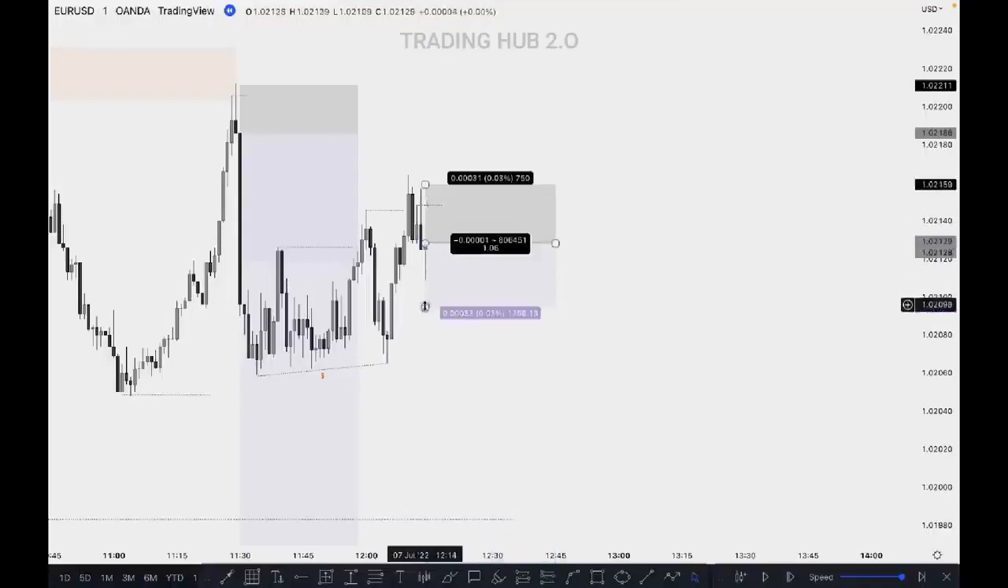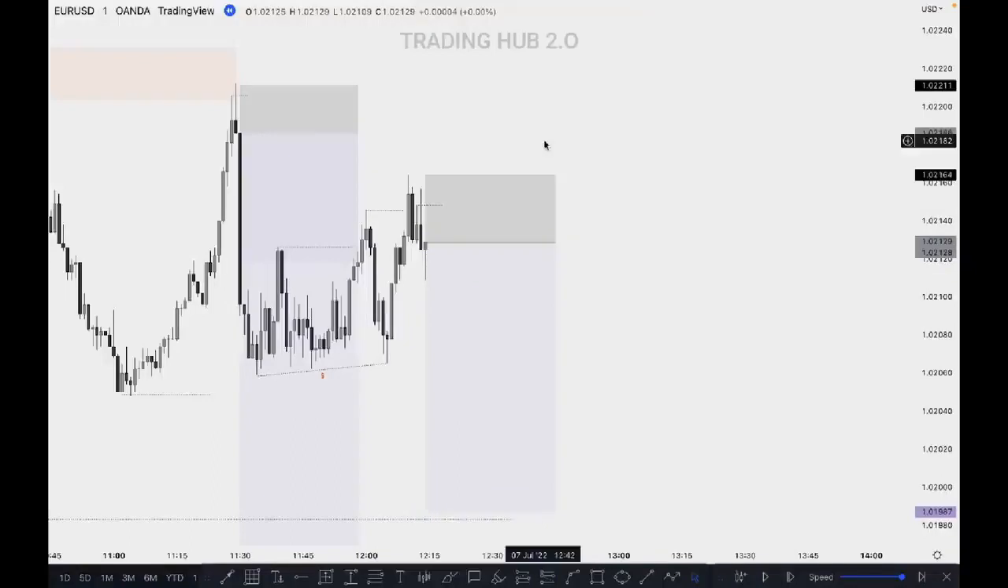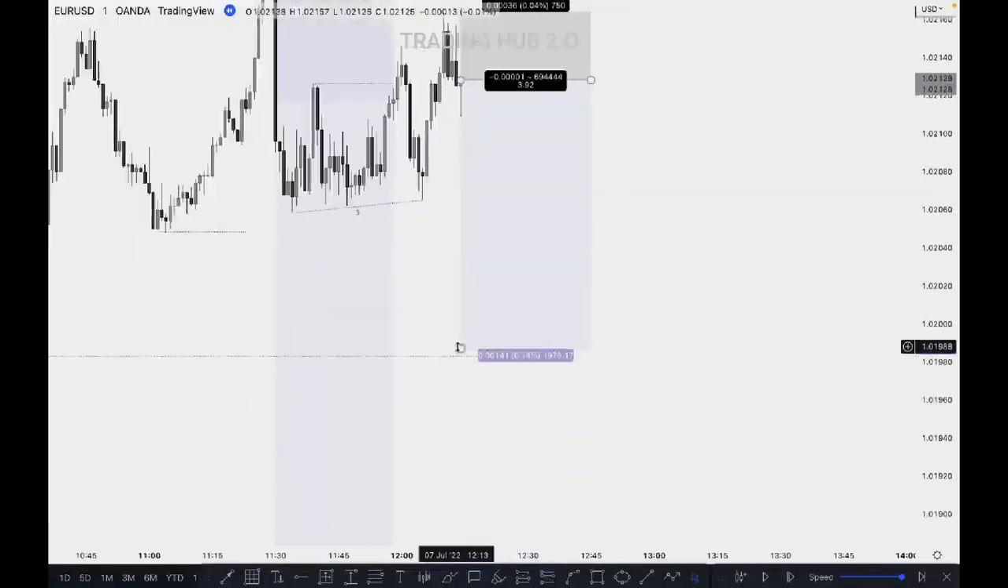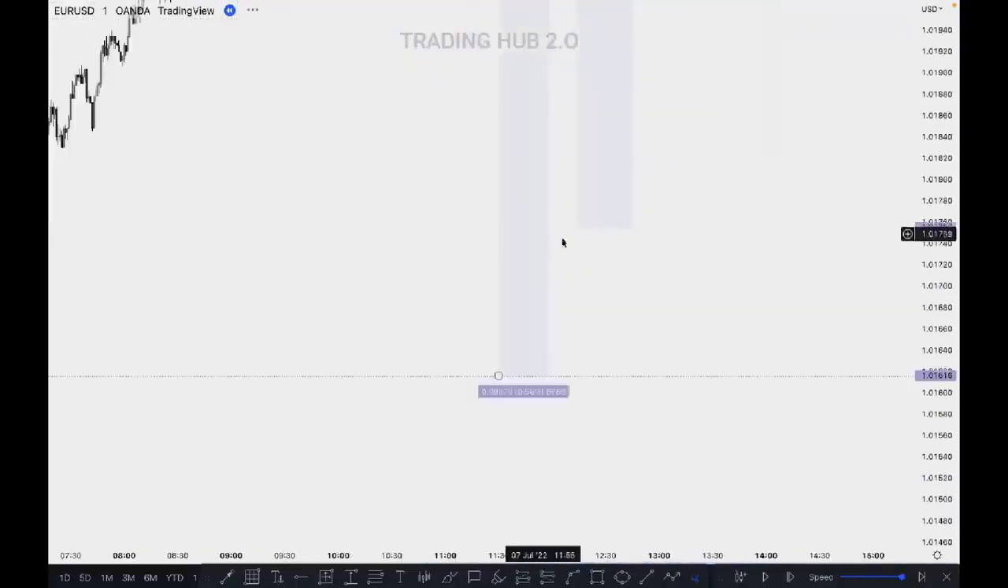Okay, and then put the stop loss just above it, and the safer stop loss is above it. And our major target is our M15 low, which is here.